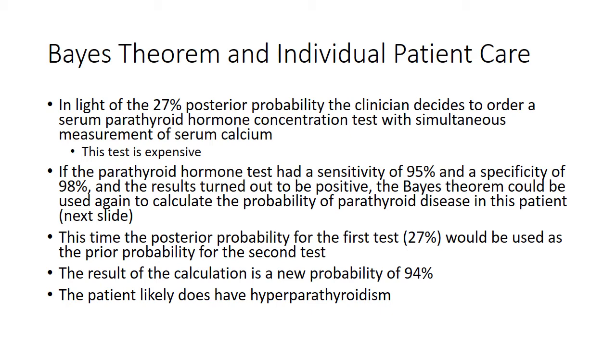And so let's say, for instance, our PTH test came back with a sensitivity of 95% and a specificity of 98%, and the results turn out to be positive. Now, instead of using that 2% that we originally had as a prior probability, we can sub in this 27%, the posterior probability from the first test, and use that as our prior probability for the PTH test. Now, if that were to come back positive, this would change our new posterior probability to 94%. So now it's much more likely, based on the fact that we have a positive calcium and a positive PTH level, that this patient actually has hyperparathyroidism.